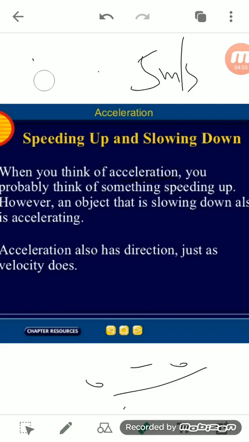Okay, so there are two ways by which the acceleration can be decided. If there is an increase in the speed of the body, then we determine that there is a change in the velocity, which is actually an acceleration. And when there is a change in the velocity in the opposite manner, when the value of the velocity decreases, even then there is a change in the velocity, and due to which we can say there is some acceleration in the body.